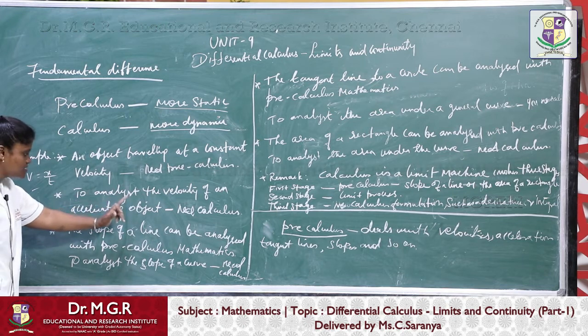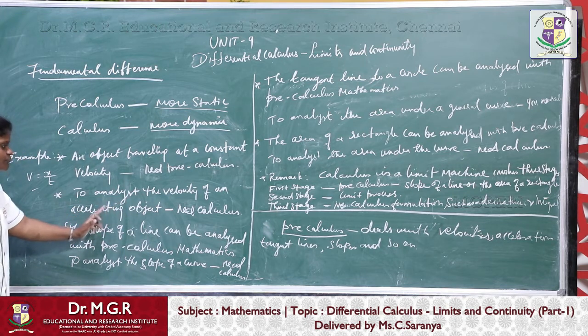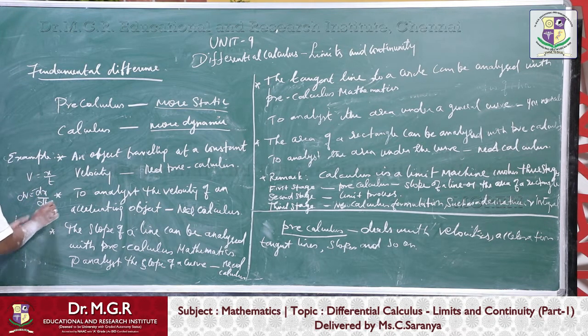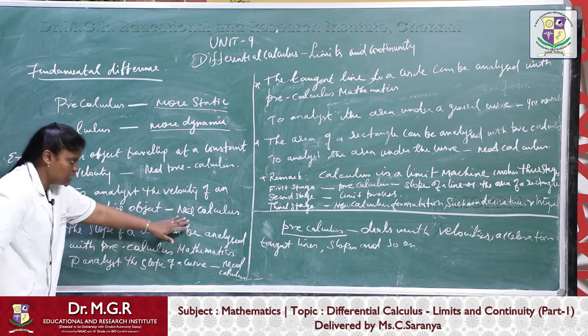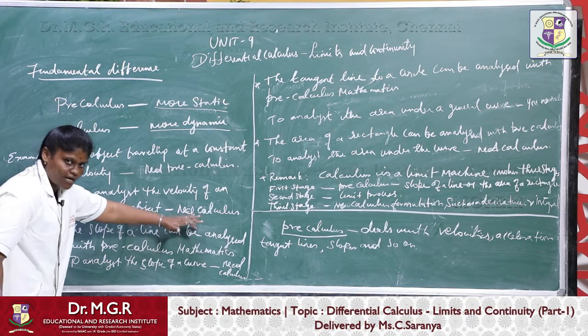To analyze the velocity of an accelerating object, first we apply dx by dt, the rate of change of x with respect to time, and we can find it. And then acceleration means we use the second derivative, d square x by dt square. To analyze the velocity of an accelerating object, we have to calculate using calculus.